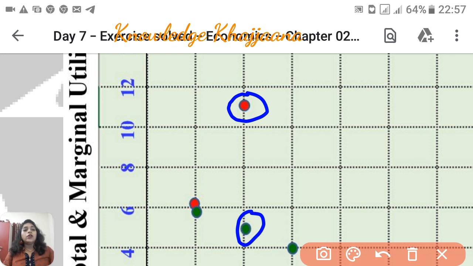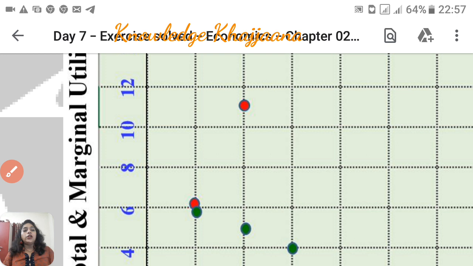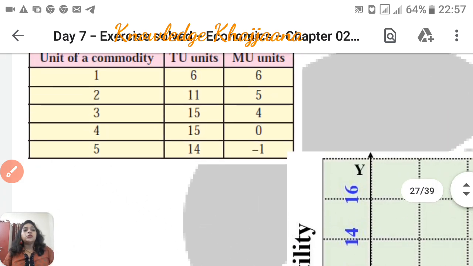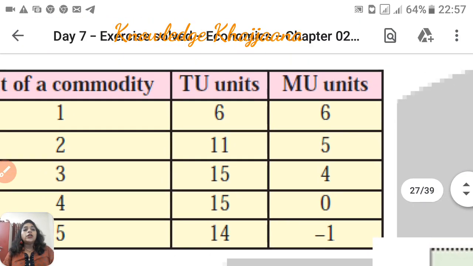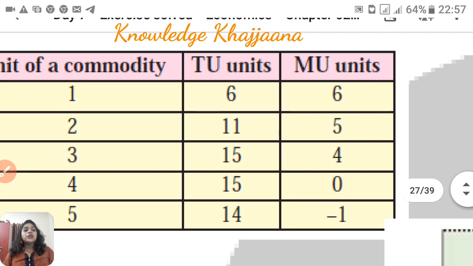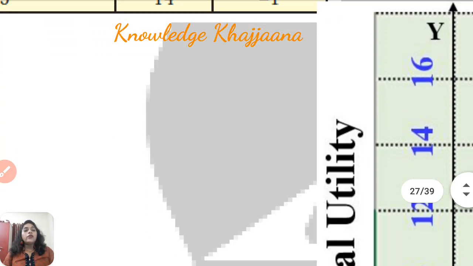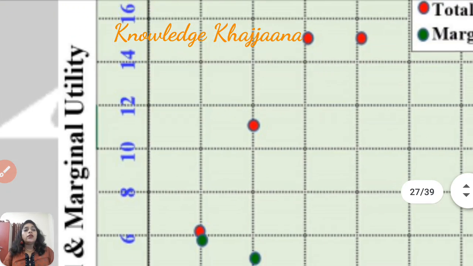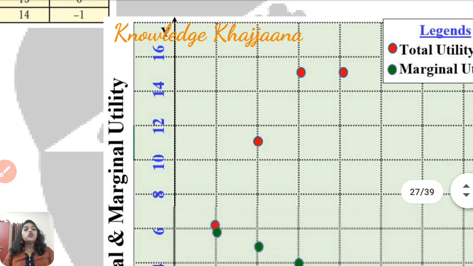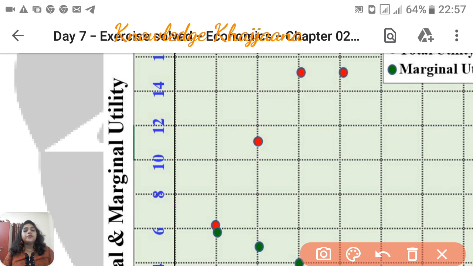Now when the consumer consumed the third unit, what happened? Total utility reached 15 and marginal utility reached 4, because it declined while the total utility is still increasing. Total utility reached 15 and at the same time marginal utility reached 4.